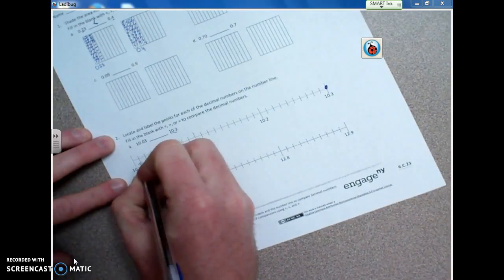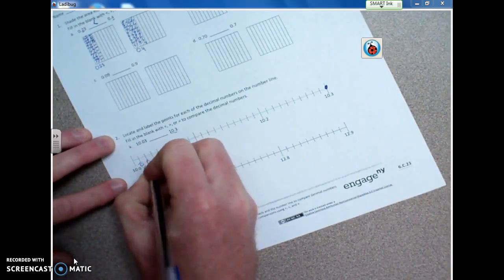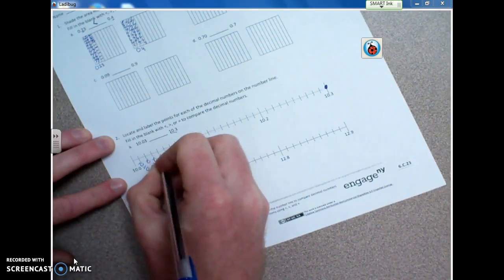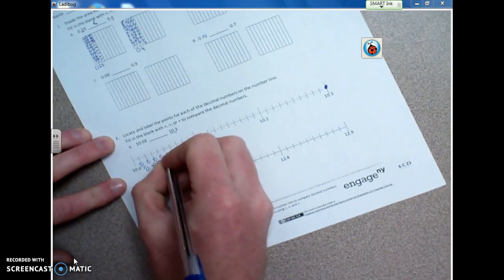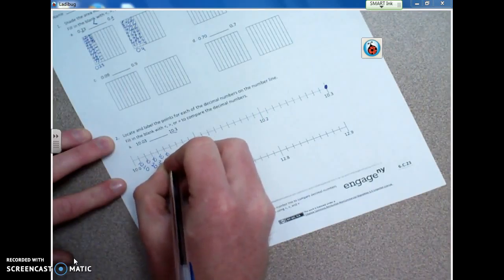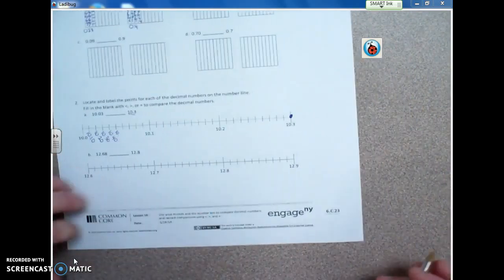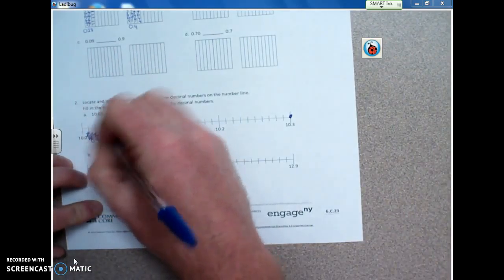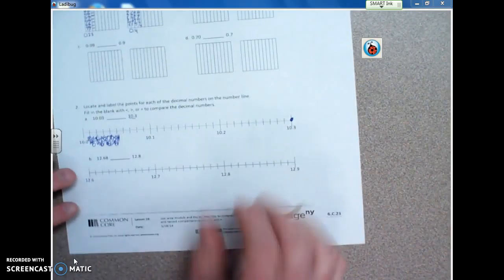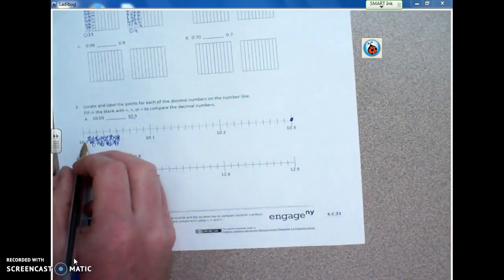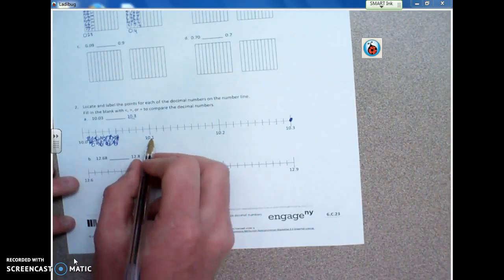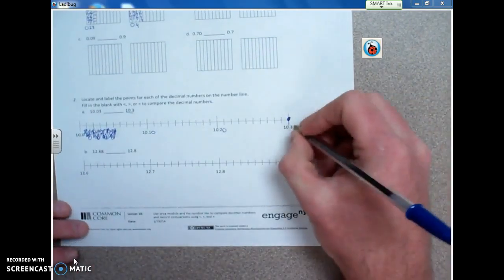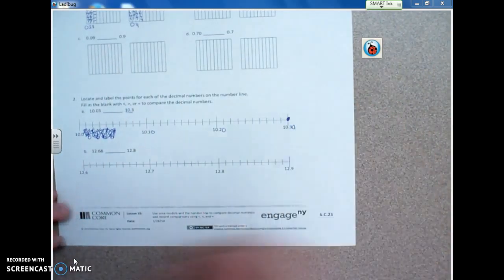So this is 10 and 10 hundredths, 10 and 20 hundredths, 10 and 30 hundredths, 10 and 40 hundredths. Oh, hold up. I'm wrong. Ignore all that. I'm sorry. So this is 10 and 1/10, or 10 and 10 hundredths. This is 10 and 20 hundredths, and this is 10 and 30 hundredths. Sorry about that. I looked at my number line incorrectly.